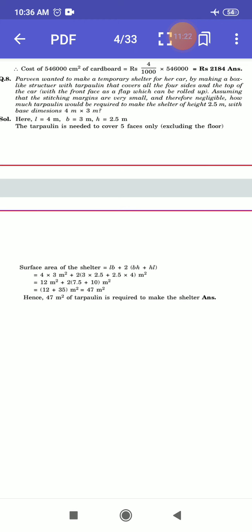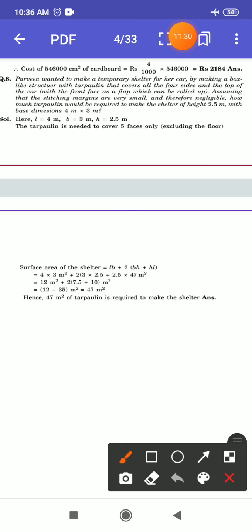So here the dimension is given in the last line. The height is 2.5 meter, and length and breadth are 4 and 3 meter. Then the tarpaulin is needed to cover the 5 faces only.